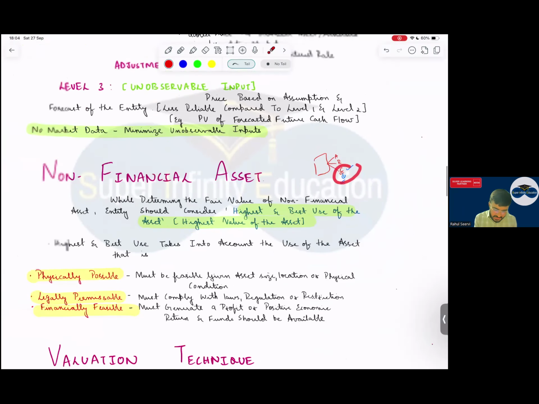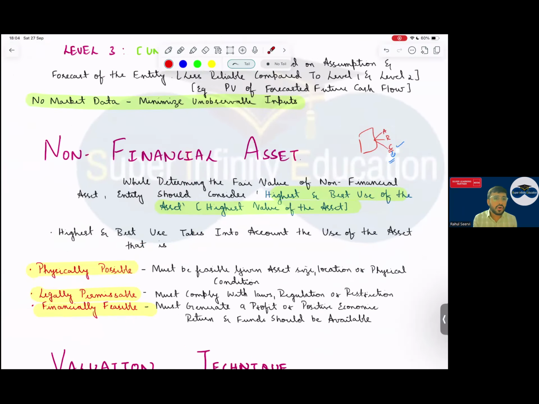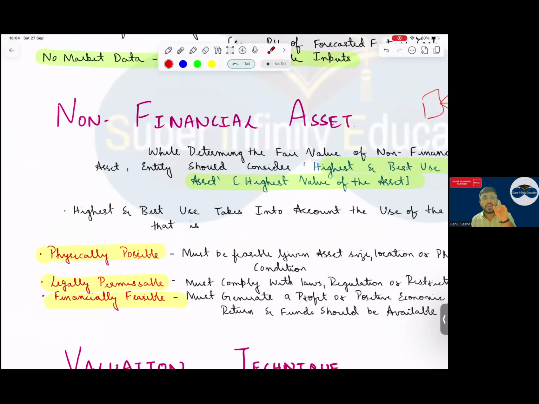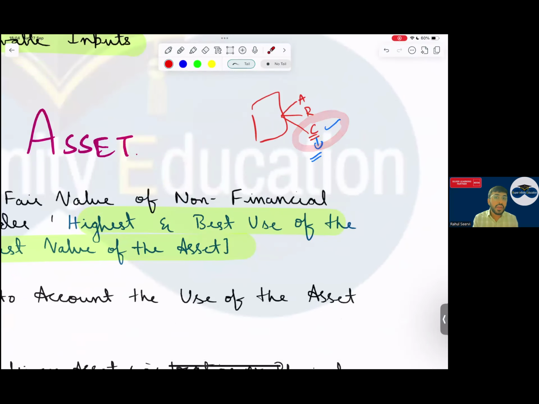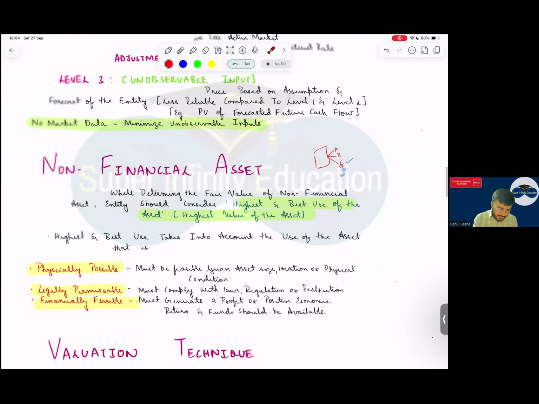To consider highest and best use of the asset, all these three conditions should be satisfied: physically possible, legally permissible, and financially feasible. Then if these conditions are satisfied, then you can consider the value. Now when you calculate the value, we will consider the transformation cost. Transformation cost we reduce from that fair value and calculate it. I hope this is clear.